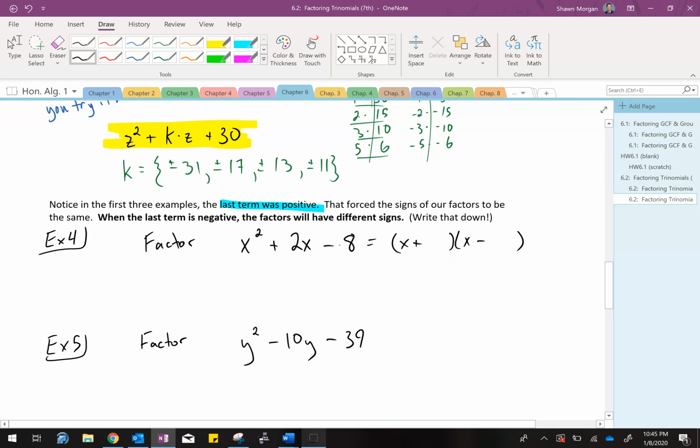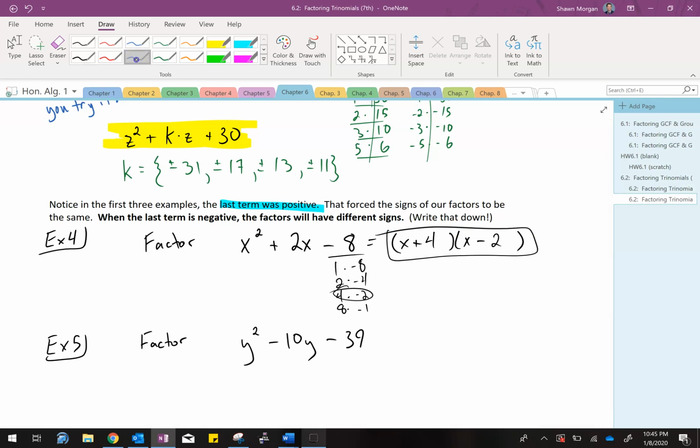So again, nothing else is changing. We're going to look at our factor pairs: 1 times negative 8, 2 times negative 4, 4 times negative 2, and 8 times negative 1. You pick the pair that works. What do you think? 4 and negative 2 it is. So we have x plus 4 and x minus 2 as our answer. How do you check your work? You FOIL it out.